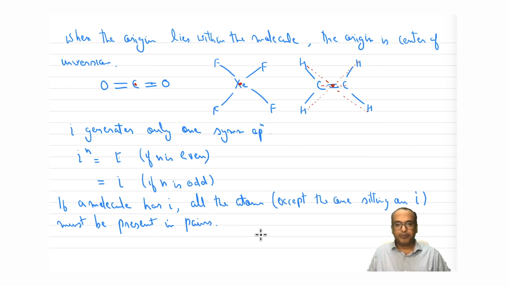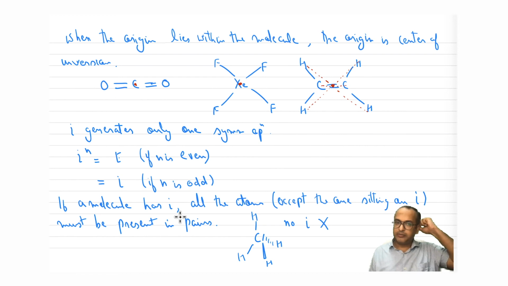So for example, for tetrahedral molecules, if you have CH4, you have hydrogens in two pairs, carbon is in a single number, but still this does not have i. So no i here, right? So vice versa is not true, but the other way around it is true. So if a molecule has i, all atoms must be present in pairs except the one sitting on i.